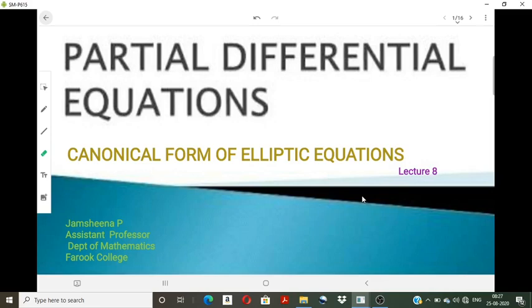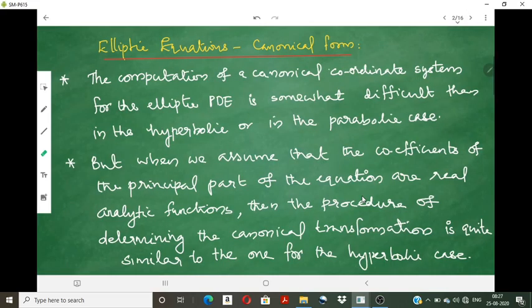Hello all. In this lecture, we will discuss the canonical form of second order elliptic equations. We have already found the canonical forms of hyperbolic equations and parabolic equations. When transforming these equations into canonical form, we are finding a non-trivial, non-singular transformation theta and eta, in which the equation has a simpler form. That is actually the canonical form.